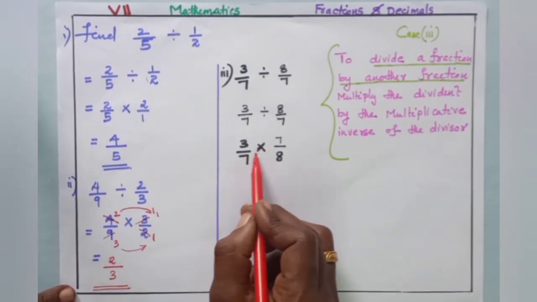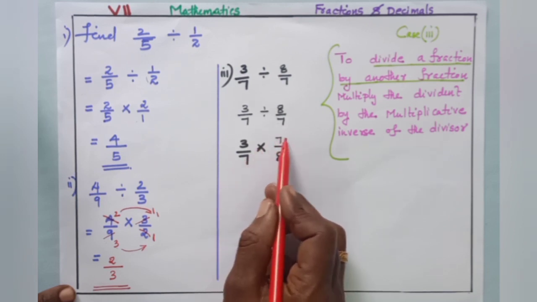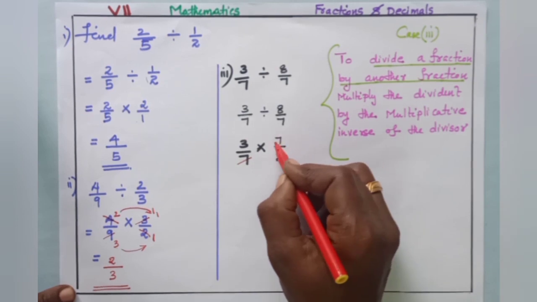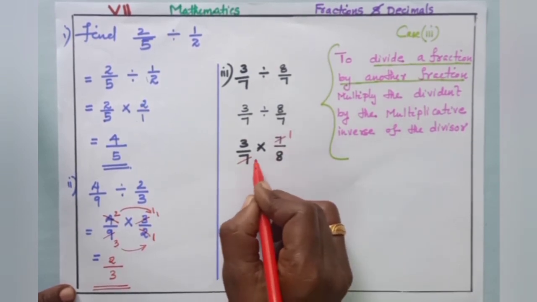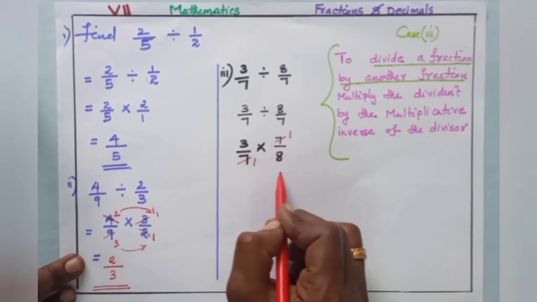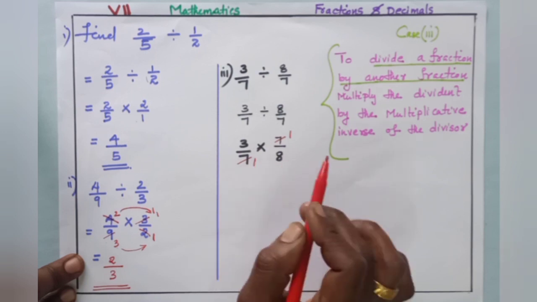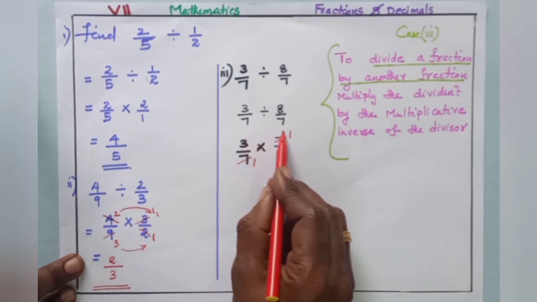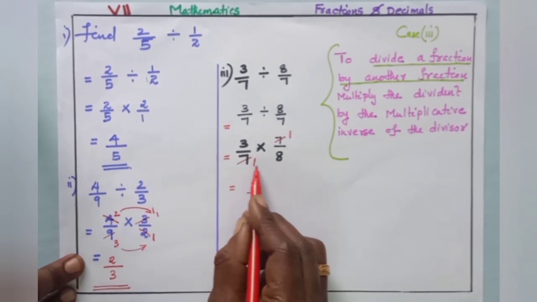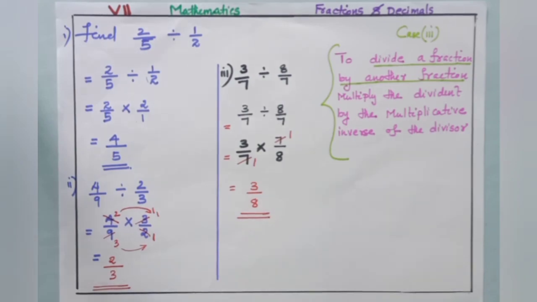So simplification. We can cancel 7 and 7. Numerator 1 7 is here, and the denominator 1 7. We can cancel 7 and 7. 1 7 is 7, 1 7 is 7. Then is any cancellation possible here? No, 3 and 8 not possible. So 3 into 1, 3, by 1 into 8, 8. 3 by 8 is the answer.